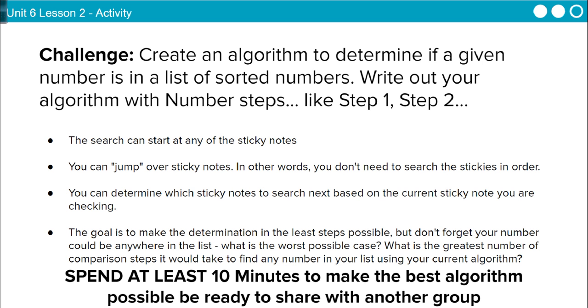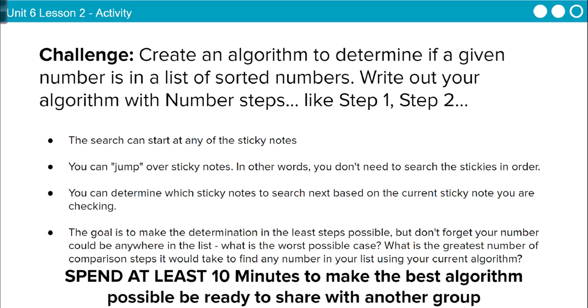You can determine which numbers to search next based on the one that you're on. So you could do some sort of comparison operator like we have. And the goal is to make the determination in the least steps possible, but don't forget your number could be anywhere in the list. So obviously if it's the first number in the list, it's going to go really fast.